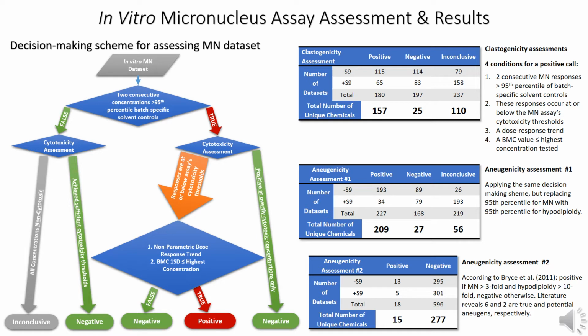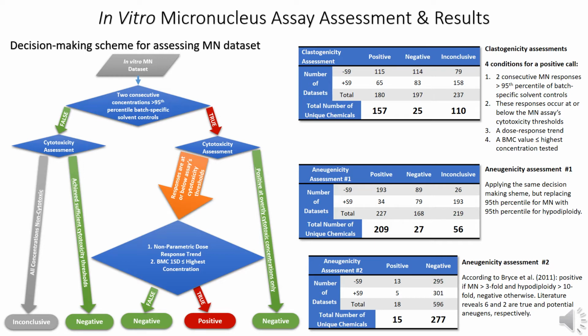An inconclusive decision is made when the first two conditions are false. The rest are considered negative. By applying the decision tree-based approach, we identified 157 unique chemicals with positive micronucleus responses, 25 negative, and 110 inconclusive. We applied the same decision tree-based approach to the hypodiploidy datasets. 209 chemicals were identified as positive, 27 negative, and 56 inconclusive.